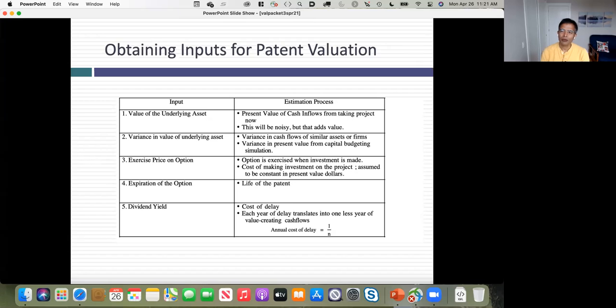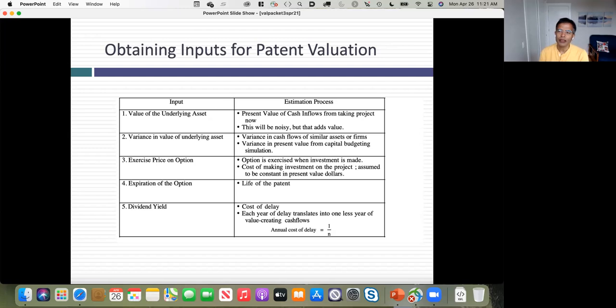So that's going to be a lot of work, right? Monte Carlo simulation, you've got to come up with distributions. If you're lazy, I'll give you a shortcut. Let's suppose your patent is in biotechnology. And I told you that the variance in stock prices for publicly traded biotechnology firms is 30%.